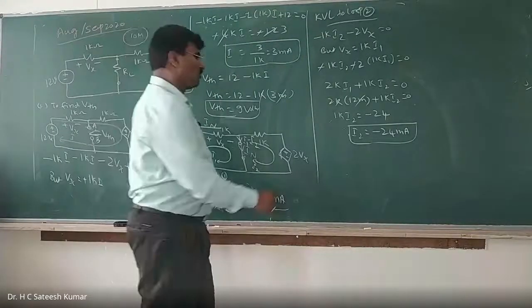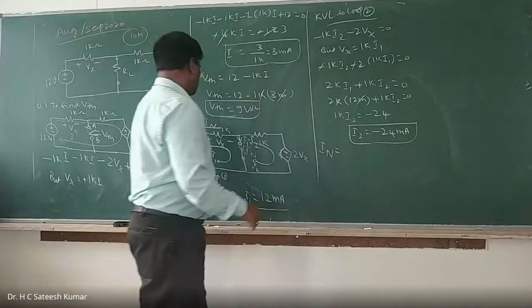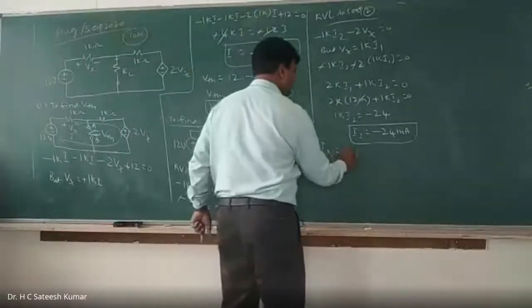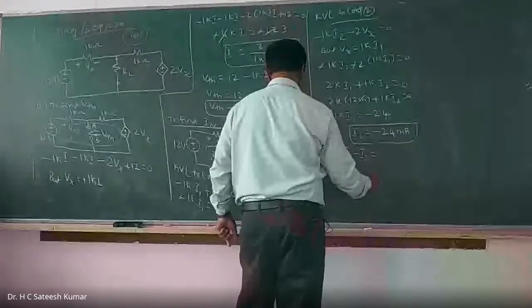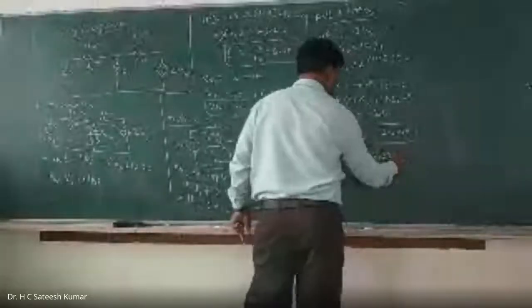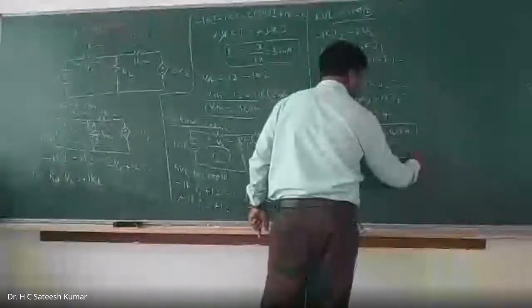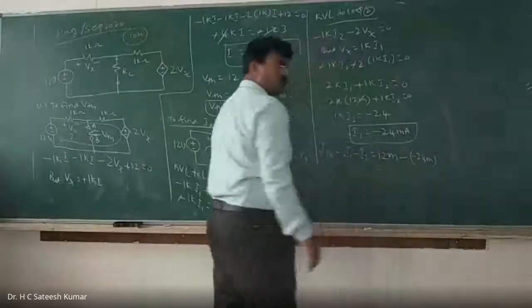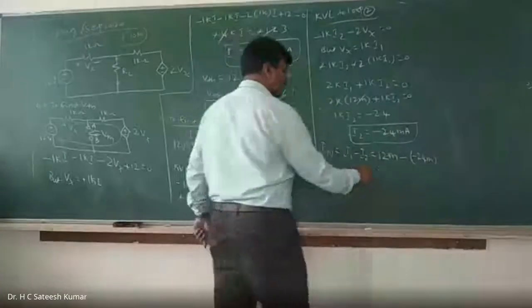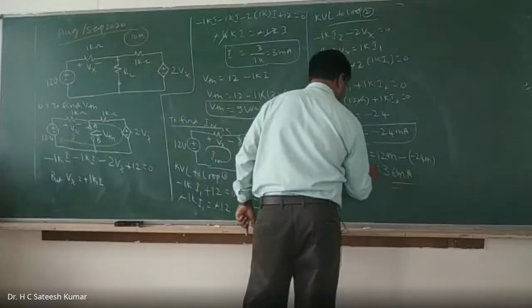Now, what is I Norton? I Norton is equal to I1 minus I2, which is equal to I1, 12 milli, minus I2. Minus I2 is what? Minus of minus 24 milli. It will become what? 24 plus 12, 36 milliamps. 36 milliamps is the IN.